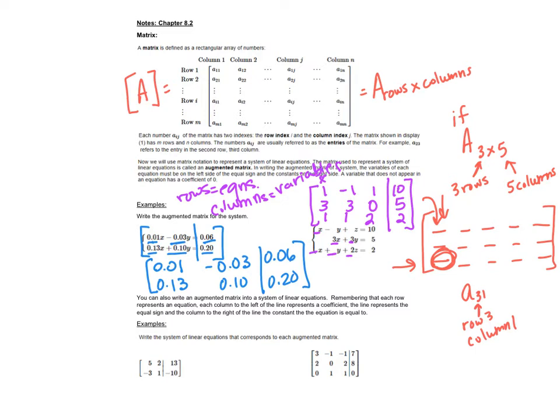Okay, so I want to line up all the variables, but I don't actually write the variables. If there's a letter but no number in front, it's a 1. If there's no letter at all, no variable at all, that's when I use the 0.